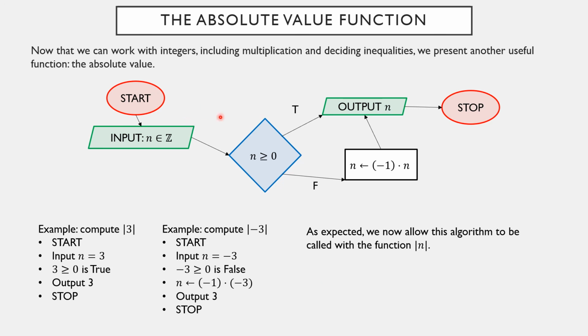If n is bigger than or equal to 0, you don't change it. If n is not, then it must have been negative. But now when I multiply it by negative 1 and replace it, I now have the positive version, and I output that. That's the absolute value function in a nutshell, and as expected, now we're simply allowed to call upon it whenever we want with our traditional notation, absolute value n.